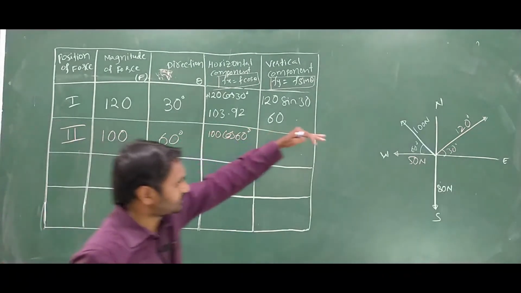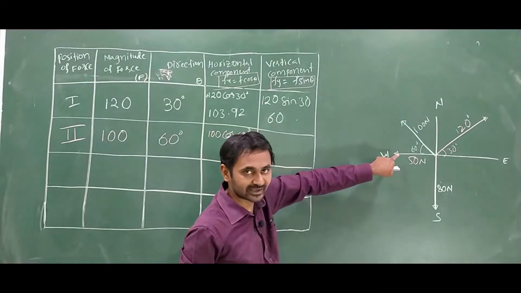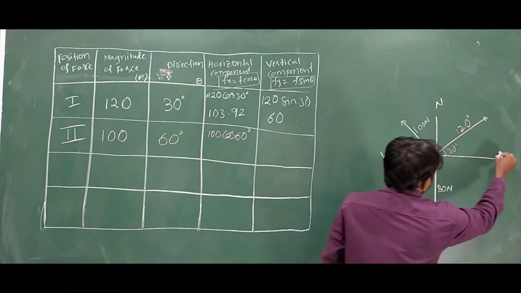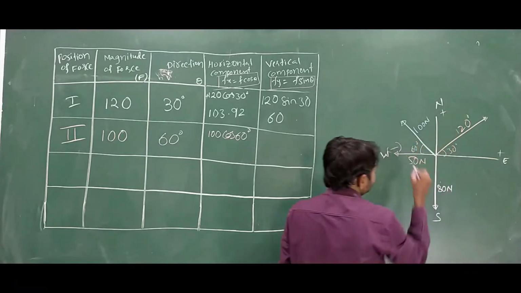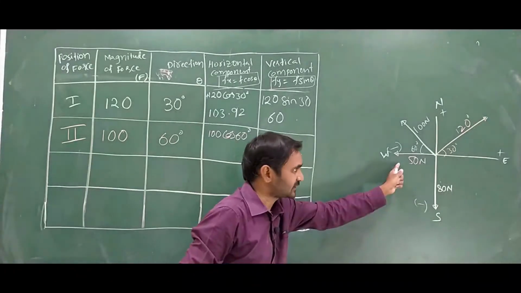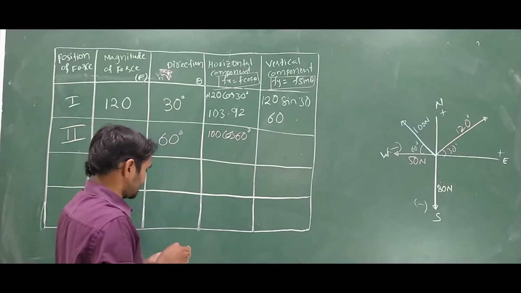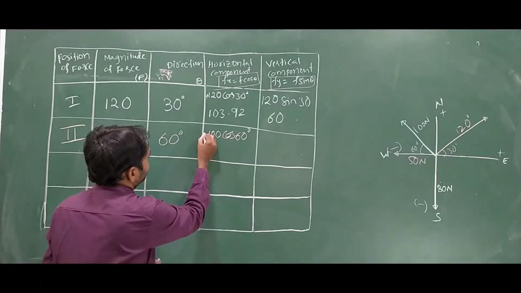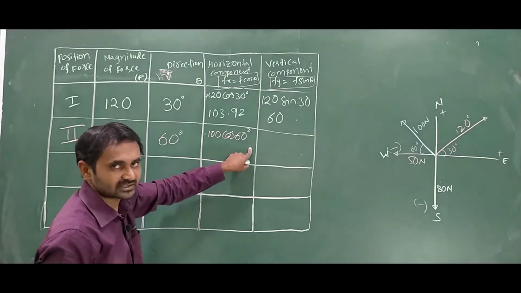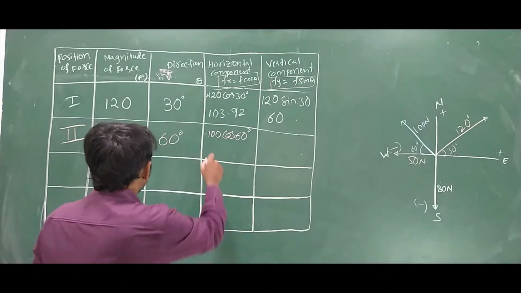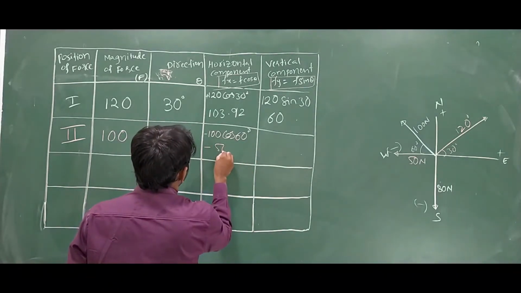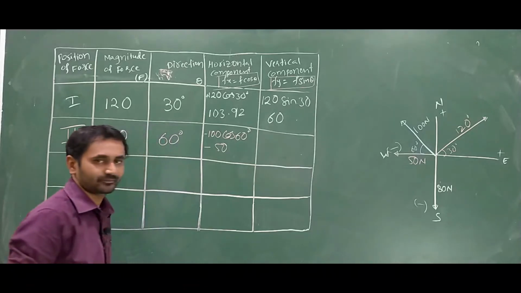When I am resolving this, here it is negative, this is positive, this is positive, this is negative, and this is negative. When I am resolving in this direction, I am getting negative, so put the negative sign in front. So minus 100 cos 60 degrees. So the value of minus 100 cos 60 degrees is minus 50, right?